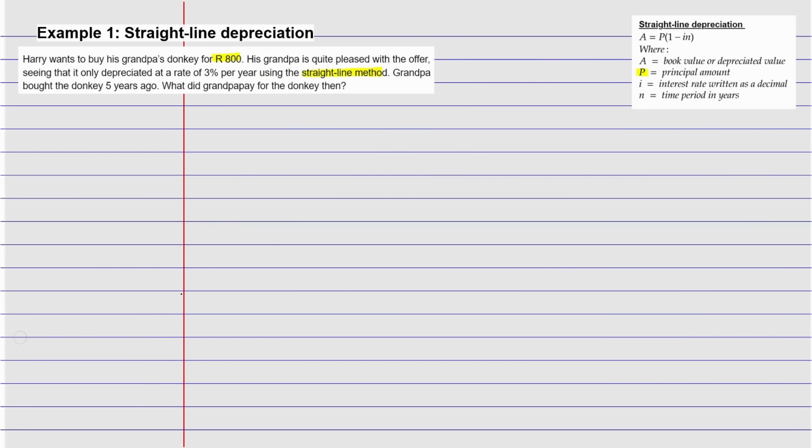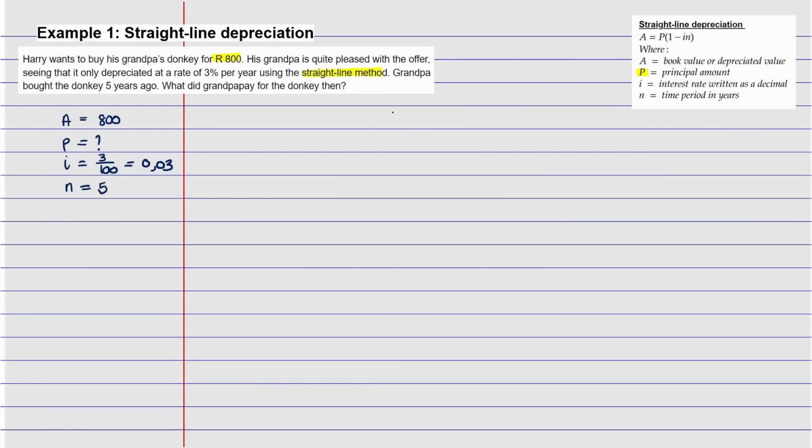So now let's write our information. We have A, P, I, and N. 800 rand is going to be our now value, A. Then P is what we're looking for in this question. Our percentage is 3%, which is 3 divided by 100, the same as 0.03. And 5 years ago is how long ago grandpa paid, so N is going to be 5.